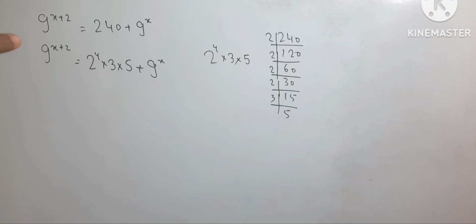Yes sir, the two similar things: 9 to the power x plus 2 on the left hand side and 9 to the power x on the right hand side. Anything else? No sir, nothing else, because these two seem to be similar. Like terms, we can keep them together to solve the sum.